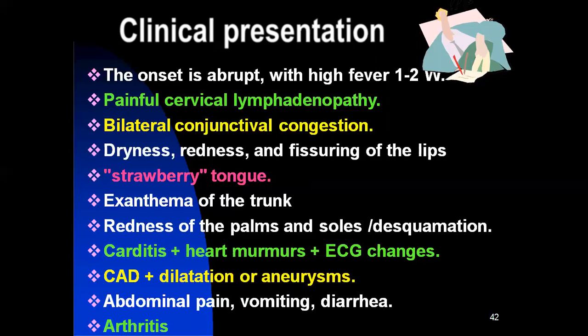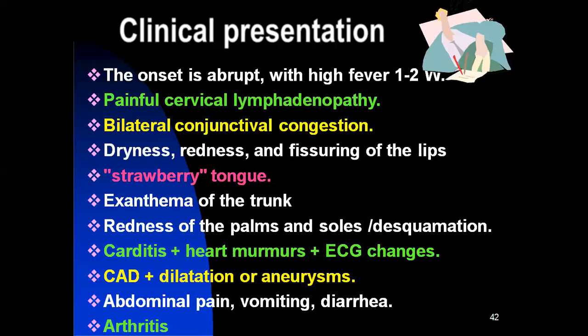Also, we have painful cervical lymphadenopathy, bilateral conjunctival congestion, dryness, redness, and fissuring of lips, strawberry tongue. So, if you can relate this picture with the congestion picture created by belladonna, where strawberry tongue is an exemplary finding in cases calling for belladonna. Exanthema of trunk, redness of palms and soles with desquamation, carditis with heart murmurs and ECG changes can also be seen.